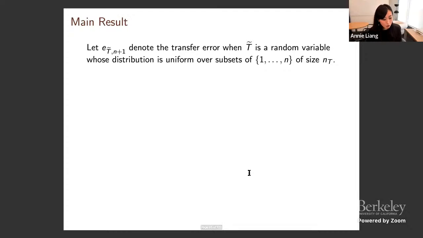Right. And our main result says that we can use that to construct confidence intervals for this quantity here. Okay, so what is this? This is the transfer error onto the target sample when the set of training domains is not fixed, but is instead a random variable whose distribution is uniform over all subsets of 1 through n of some fixed size n of t.